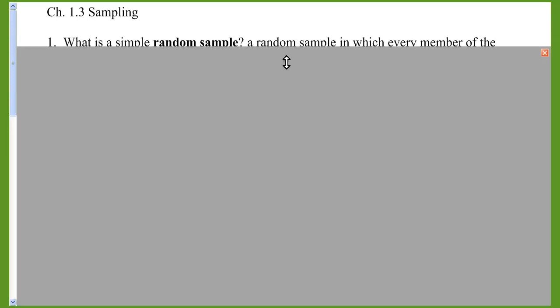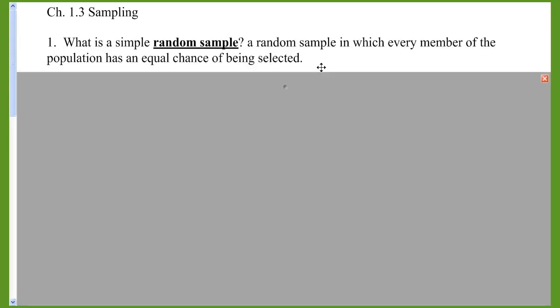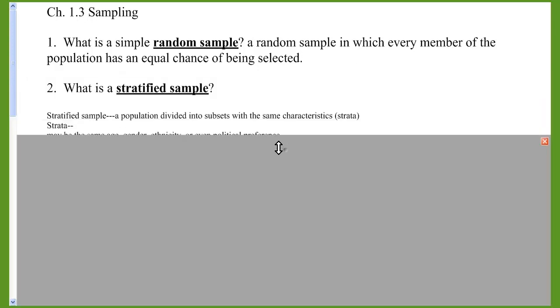This is to explain sampling to you out of chapter 1.3. A random sample is where you just randomly pick people, or you assign people a number and you randomly pick some numbers. And so each person has the same chance of being selected. Stratified samples are a little different.